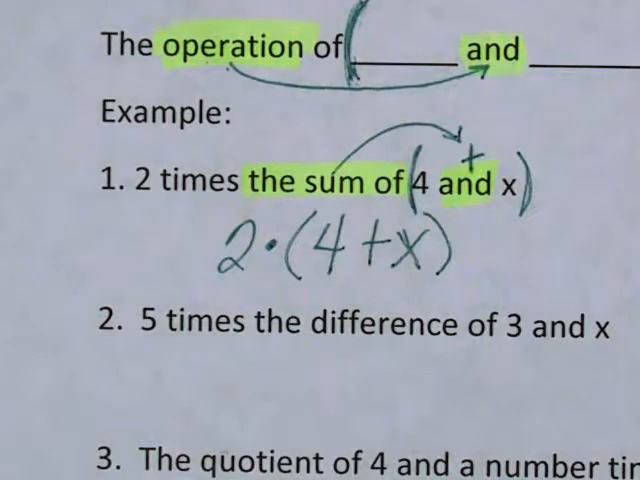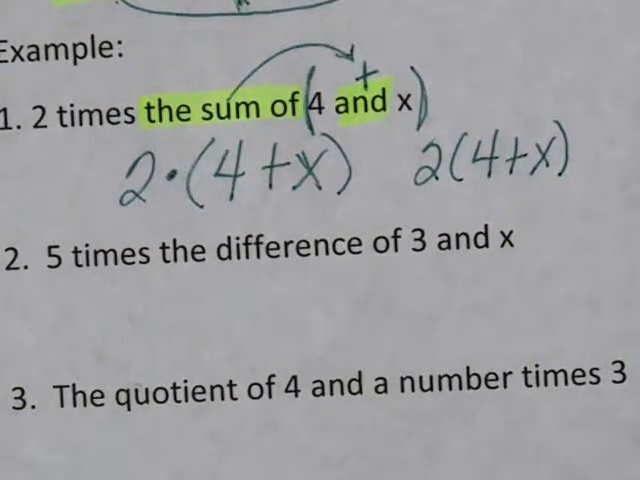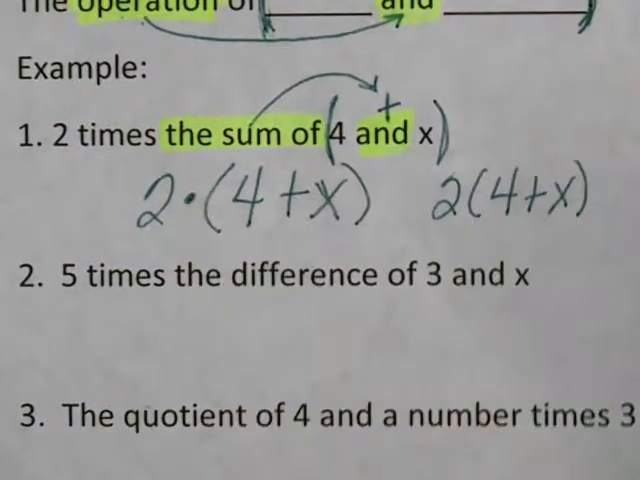Now some people, it might bother you to see the times sign. You could just write 2 times 4 plus x. You don't have to put that multiplication symbol, that dot right here.